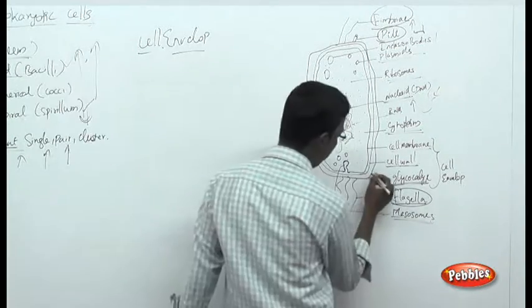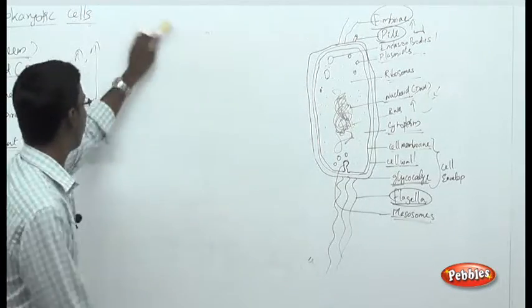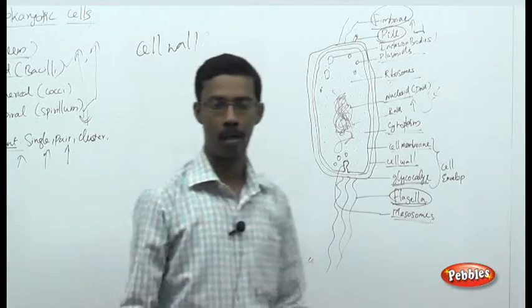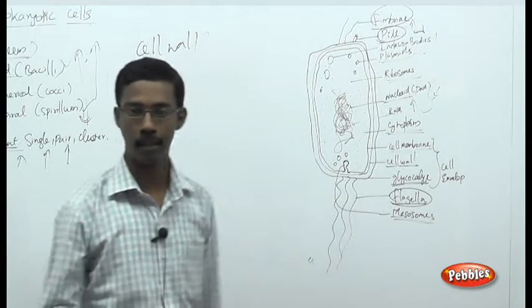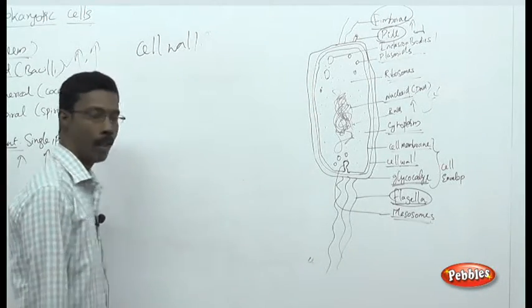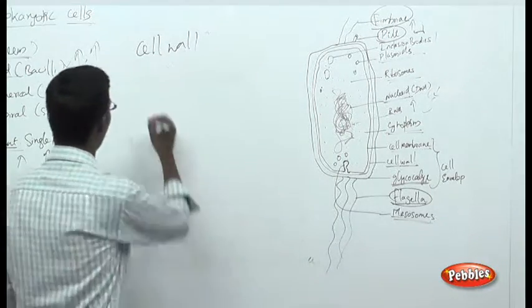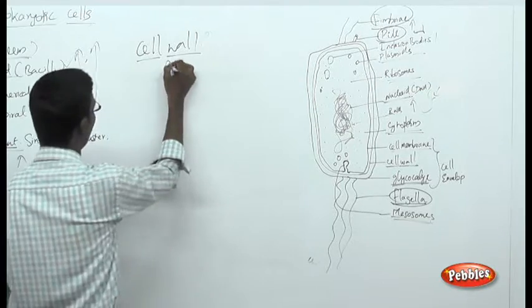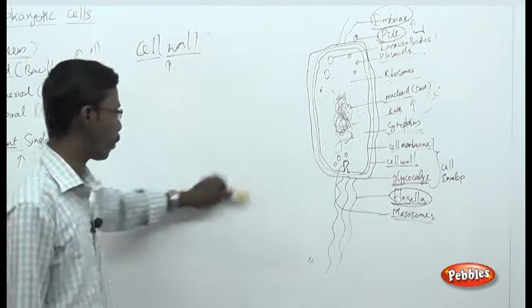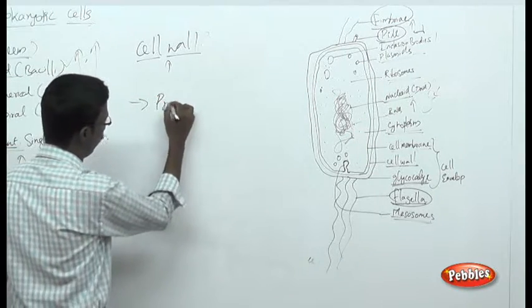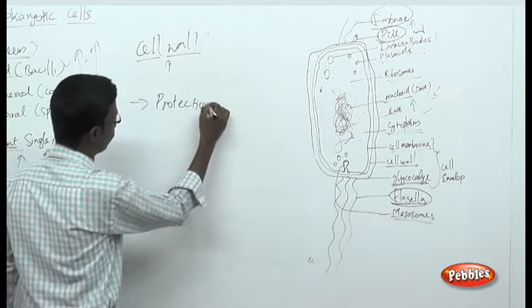So the middle layer, the cell wall. So what is the cell wall? As I told you in the last class, all prokaryotic cells and some eukaryotic cells have cell wall-like structures. And what is the role of the cell wall, what is it made up of, and what material makes up these structures? So what is the role of the cell wall? That will give protection.